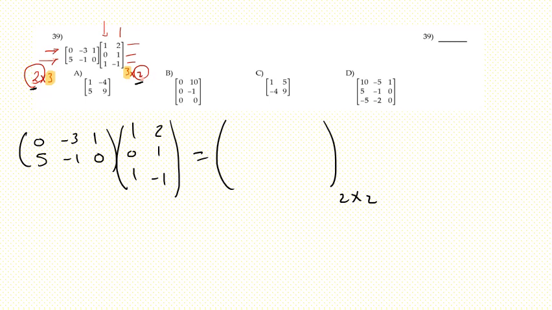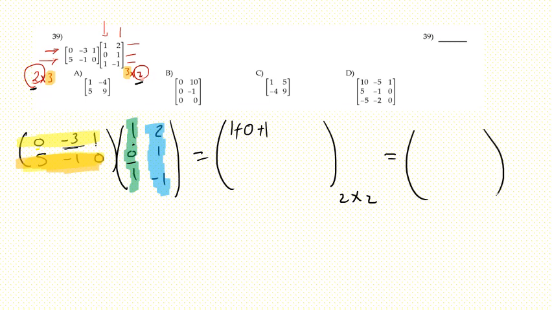How do I multiply? I multiply row by column. I multiply row by column. Let's start with the first one. First one here is 0 multiplied by 1, which is 0, plus negative 3 multiplied by 0, which is 0, plus 1 multiplied by 1, which is 1. So the first element is 1.